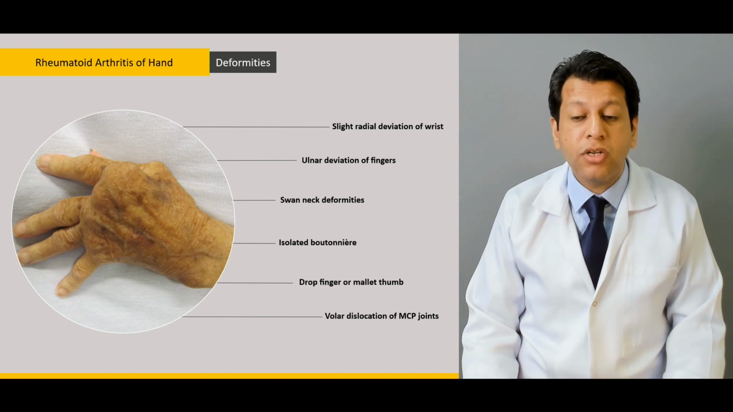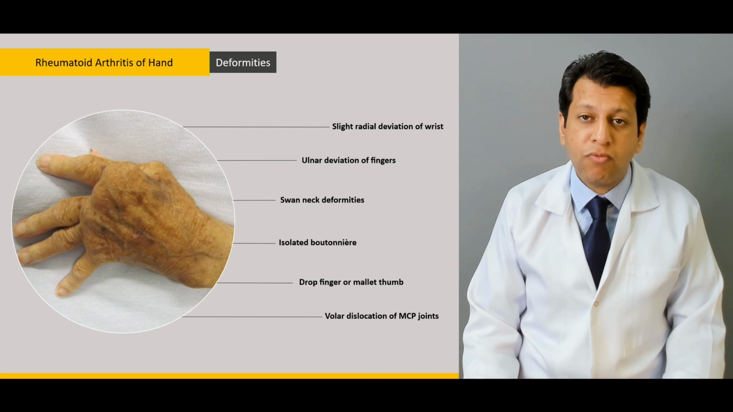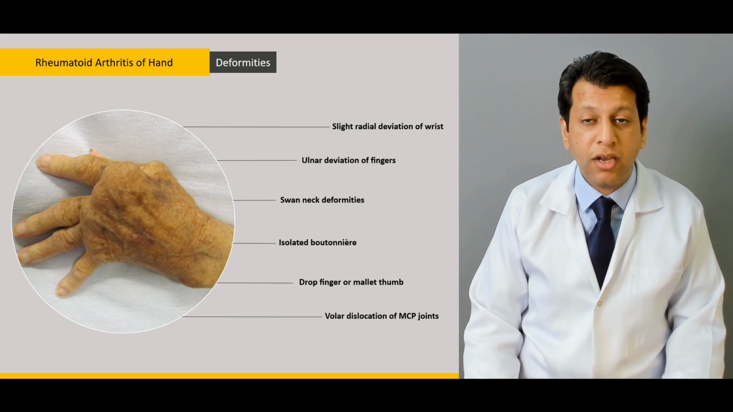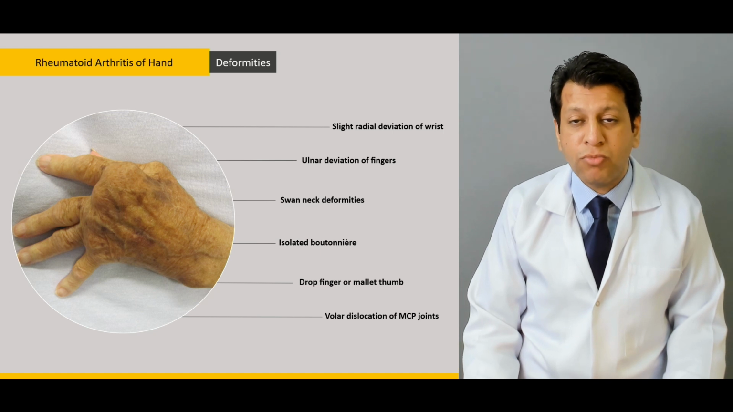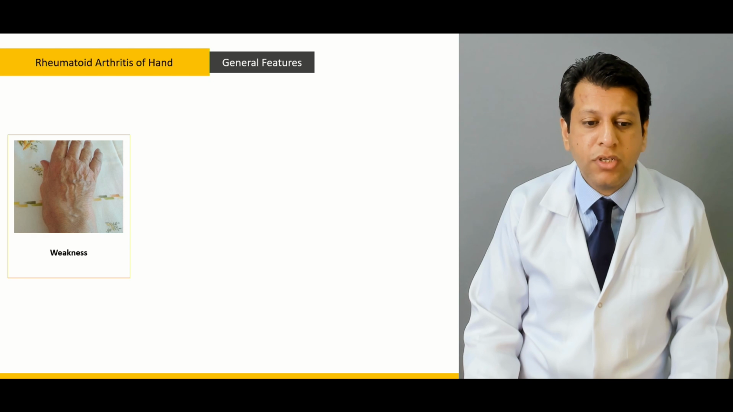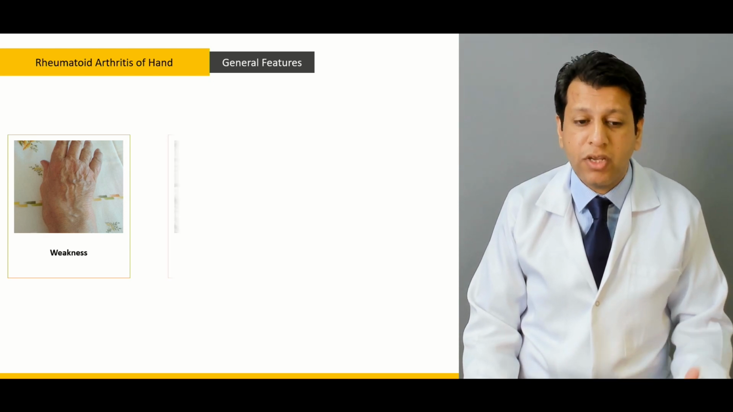And there may be volar dislocation of the metacarpophalangeal joint. Most commonly what is involved is the metacarpophalangeal joint. There may be volar dislocation, radial deviation, periarticular osteopenia, and erosions, leading to almost complete destruction of the metacarpophalangeal joints. Usually, general features involve weakness.